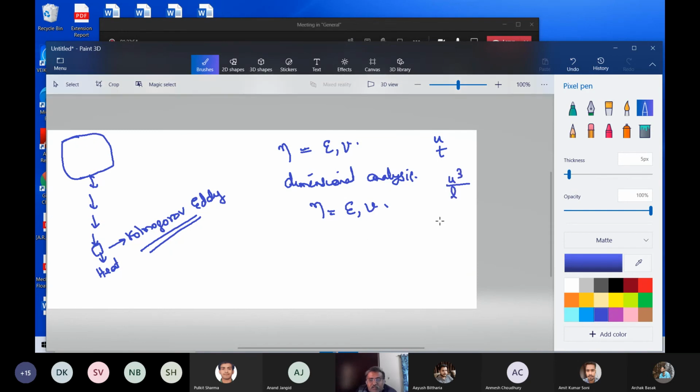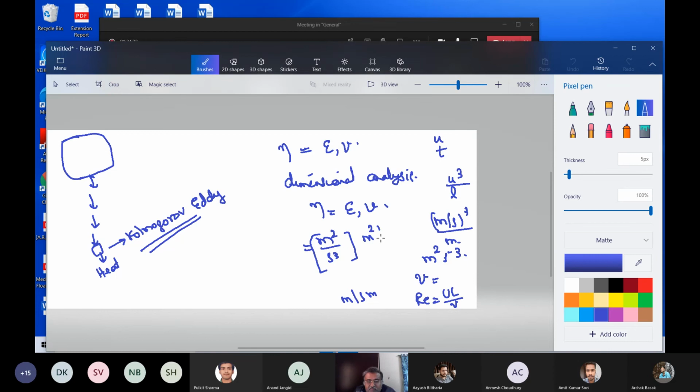So what is its unit? Its unit is meter per second cubed divided by meter, which is meter square per second cube. And nu is the kinematic viscosity. What is its unit? I usually try some tricks to remember it. We know that the Reynolds number, UL by nu, is not dimensional. So nu must have the units of UL. UL is meter per second into meter, so it must be meter square per second.